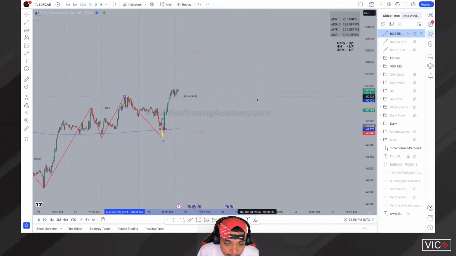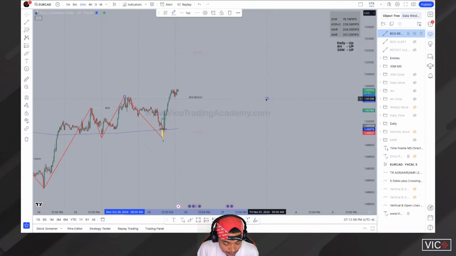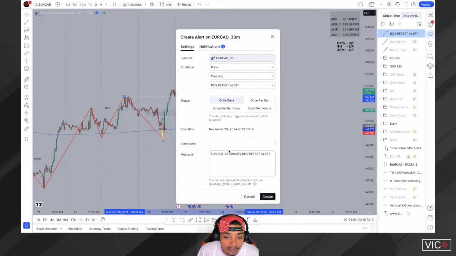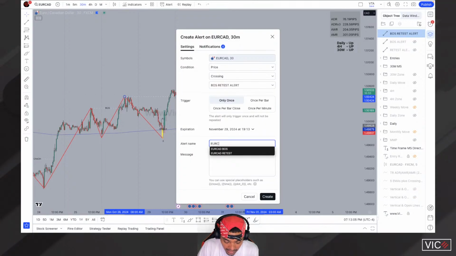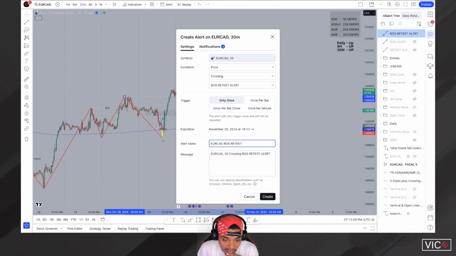Price to go up. Give me that pullback. Pause. All right, so let me set up the alert. EURCAD, BOS retest. So once price comes back and retests, like I said, I get the alert on my phone.